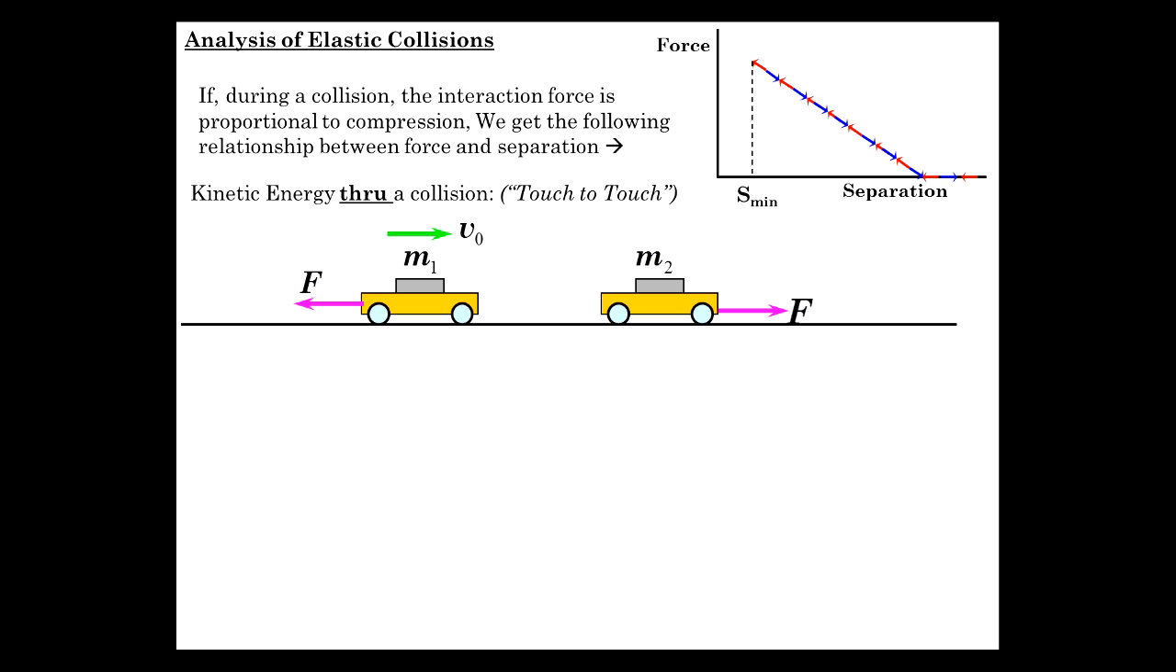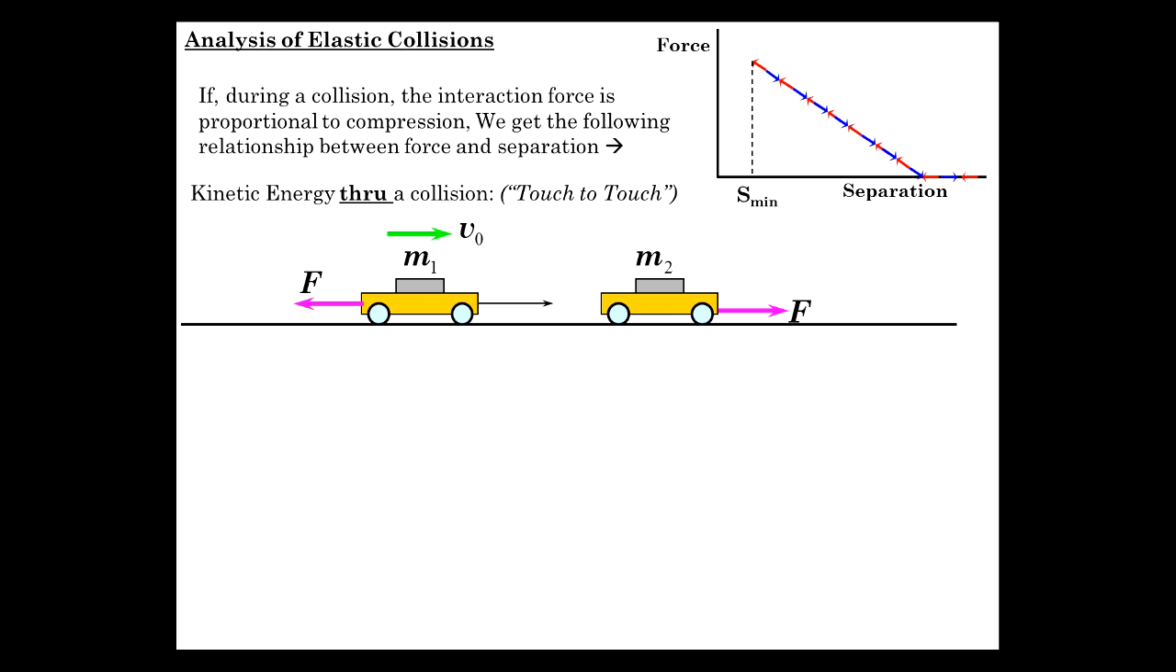I'm showing the interaction between these two carts. I don't show the plunger yet, but the kinetic energy through a collision. One cart, M1, hits cart M2. It is initially moving at speed v0, say, and hits this one at rest. These forces are the equal and opposite forces of one cart on the other. This is the force of cart M2 on cart M1, and this is the force of cart M1 on M2, so it pushes on M2.